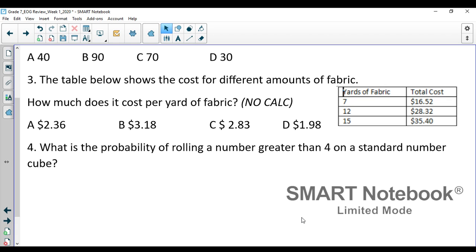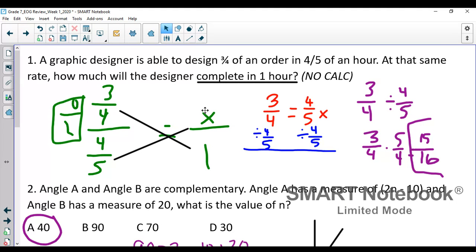Okay, so you need this chart to complete number 3. If your warm-up is not done, finish it before you move on. All right, number 1, a graphic designer is able to design 3/4 of an order in 4/5 of an hour.